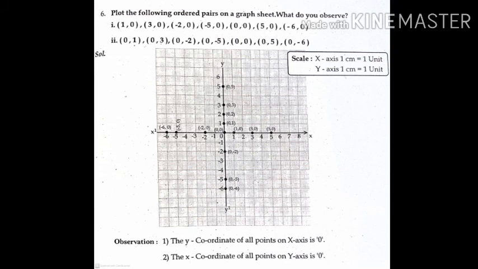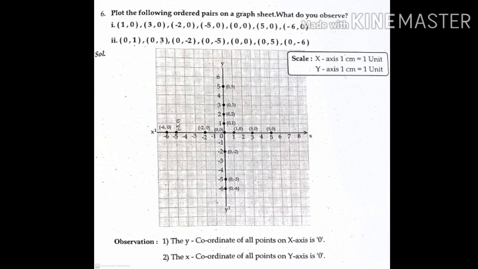Sixth question, plot the following ordered pairs on a graph sheet. What do you observe? Dear children, do this question in the graph book. First question: (1, 0), (3, 0), (-2, 0), (-5, 0), (0, 0), (5, 0), (-6, 0).